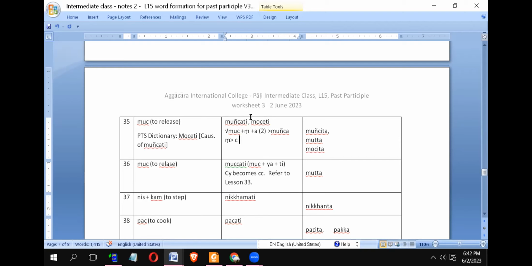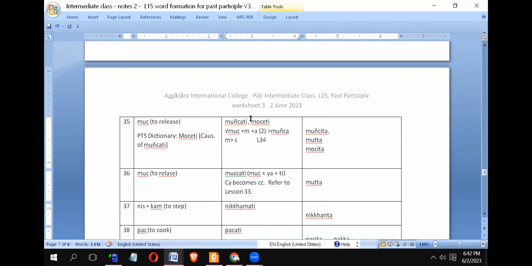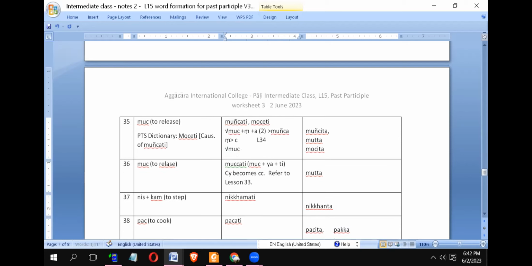I think it's already explained in lesson number 34, right? Yeah, it's also explained in lesson 34, how you change one. Alright. How about the next one? Mochati. How do you get mochati? Mochetti, sorry. Much plus E.